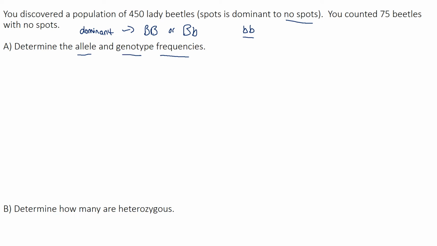Now, here you're going to determine what the allele frequencies and the genotype frequencies are. This is where I would start. I know the total population is 450 beetles, and I know how many of them have no spots. Those with no spots are homozygous recessive. So I know that there are 75 out of 450 of them that have no spots.